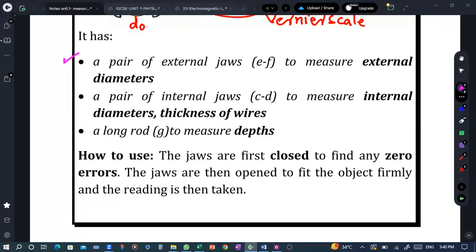This is a bit detailed. You can go through that. A pair of external jaws, E and F, is used to measure external diameter. A pair of internal jaws, C and D, are used to measure the internal diameter or thickness of a wire or something like that. And a long rod G is to measure the depth.